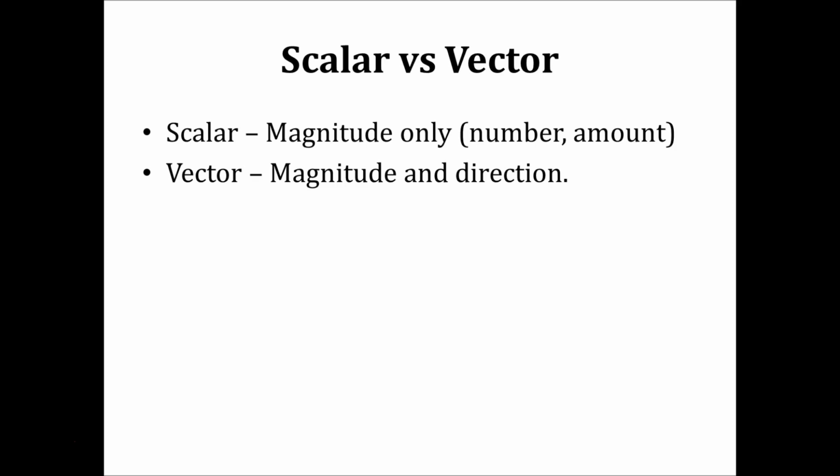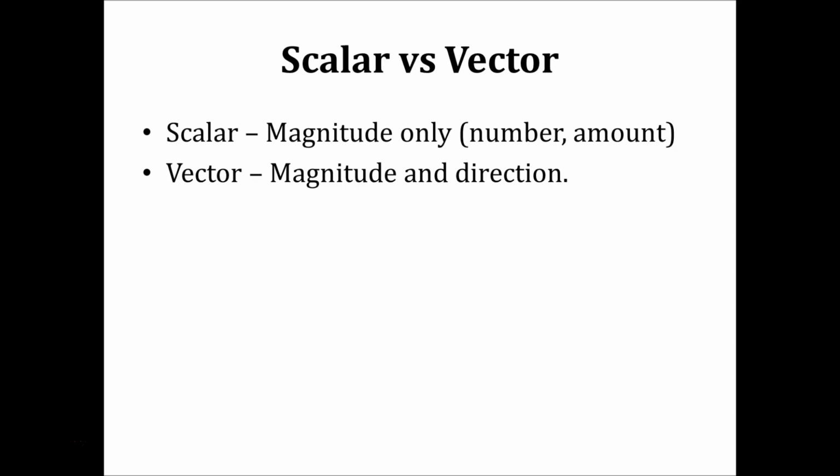A vector gives you a little bit more information, and it also tells you the direction. So 5 meters west, 2 meters east. We could also use simply positive 5 meters or negative 5 meters, where the positive and negative tell you to the right or to the left.